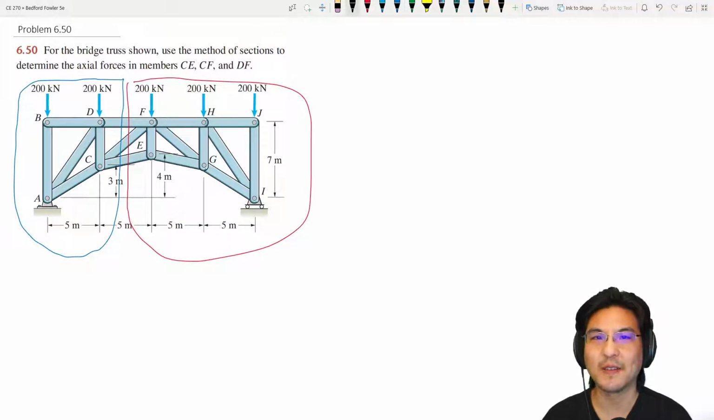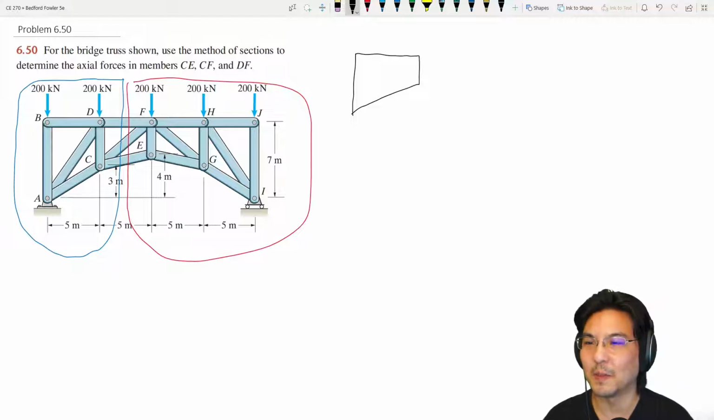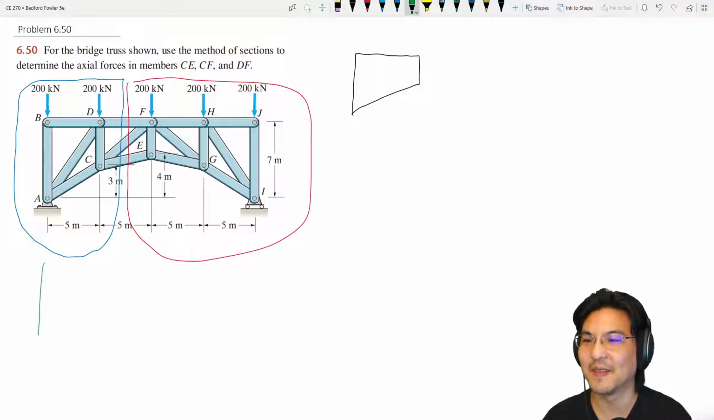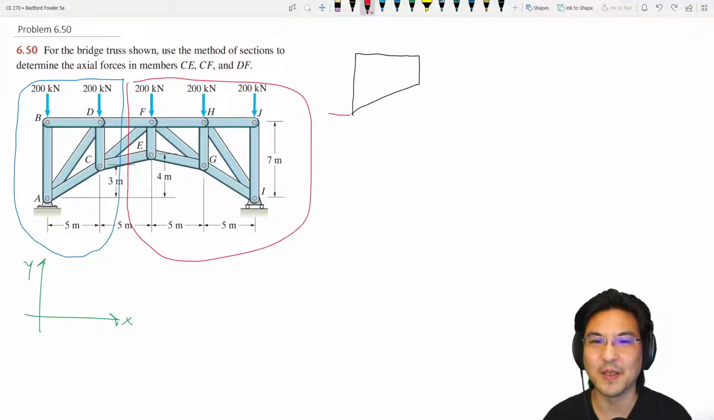So the left section, the free body diagram will look something like, okay, so then there's a pin at A. So if I pick coordinates, let's say like this, then I can decompose the reaction at pin A. So I'll decompose it into X and Y components. Okay, and then there are these two loads, 200 kilonewton, 200 kilonewton.